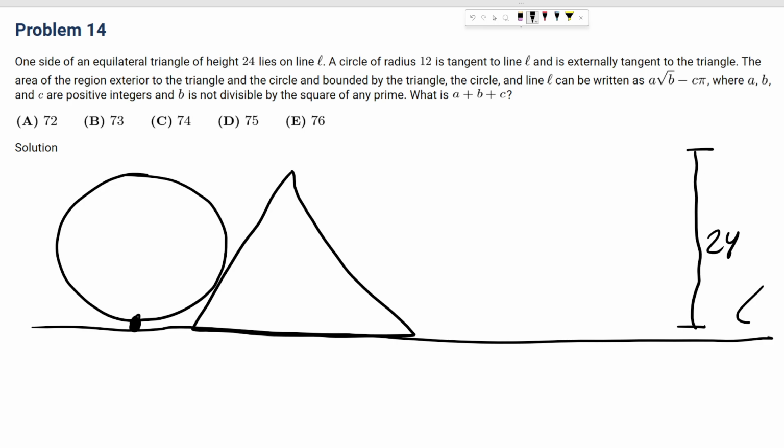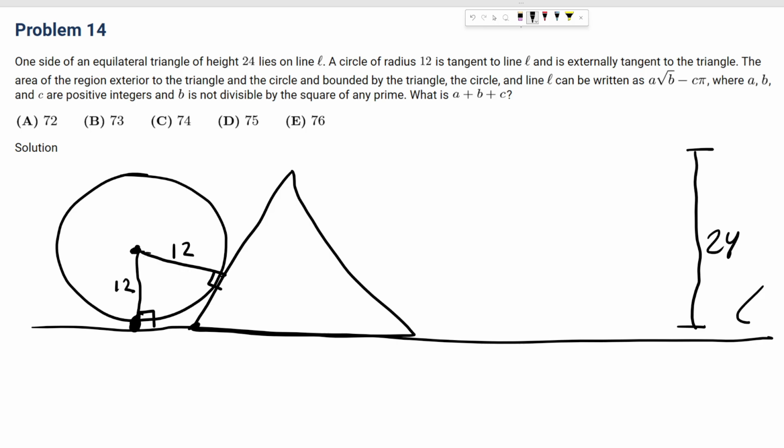The area of the region exterior to the triangle and circle and bounded by the 3 things, so that would be this area right here, can be written as that. So we're just trying to find the area of this. Let's say this is the center of the circle, right? And since these are tangent, these are perpendicular, these are radii.